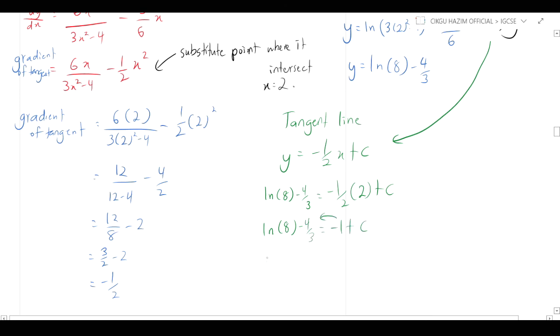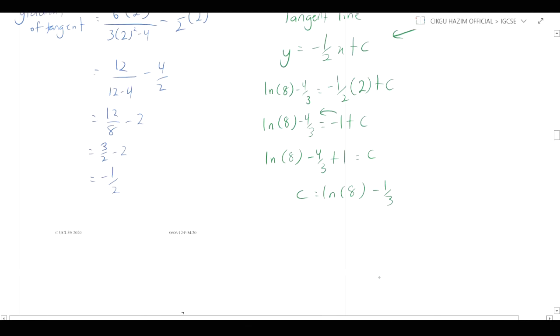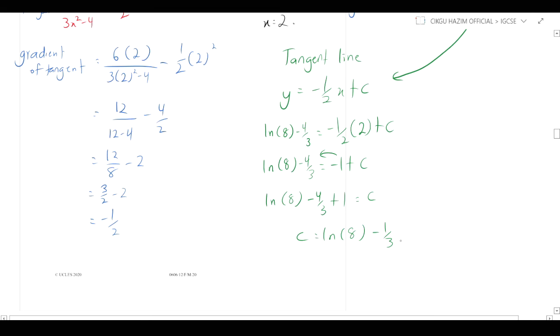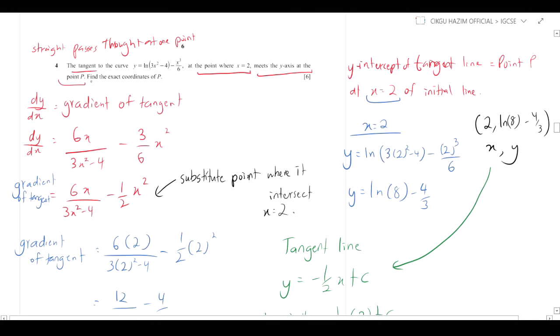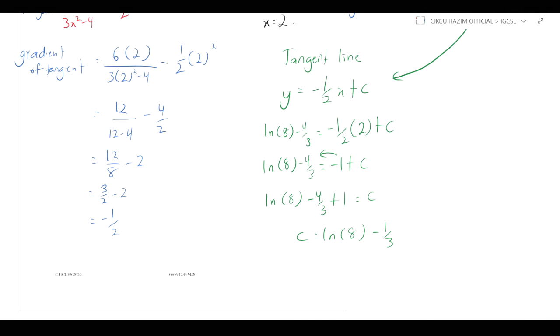Move negative 1 to the left side. ln 8 minus 4 over 3 plus 1 equals c. So your c is ln 8, and negative 4 over 3 plus 1 is plus 3 over 3, which is negative 1 over 3. That's going to be your y-intercept, and that's going to be point P. Now find the exact coordinates of point P. So your final answer for point P is (0, ln 8 minus 1 over 3). That's how we do this question.